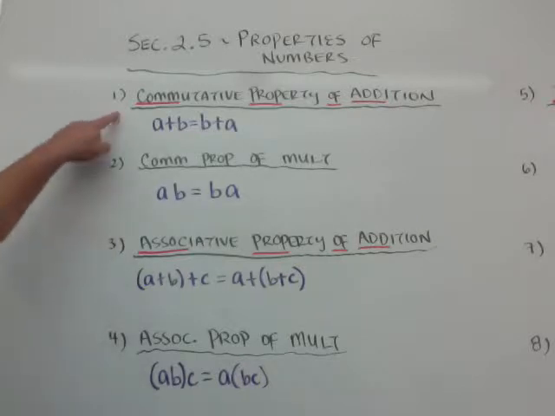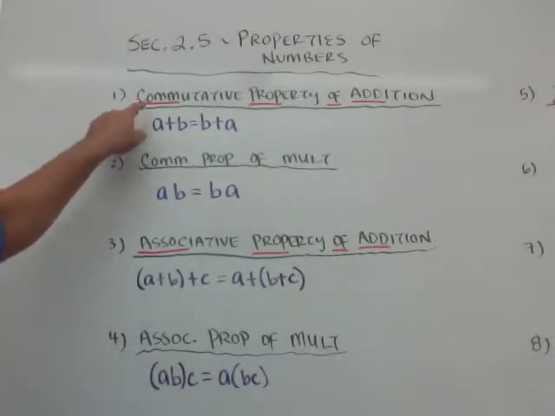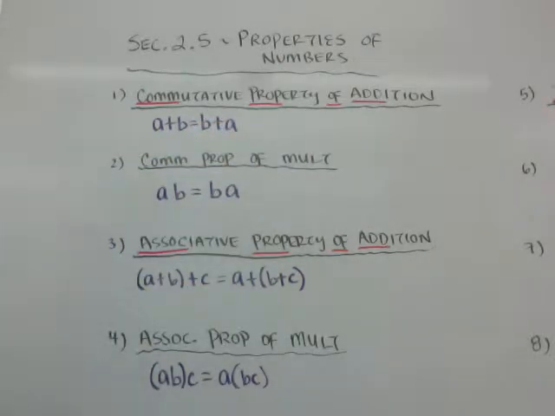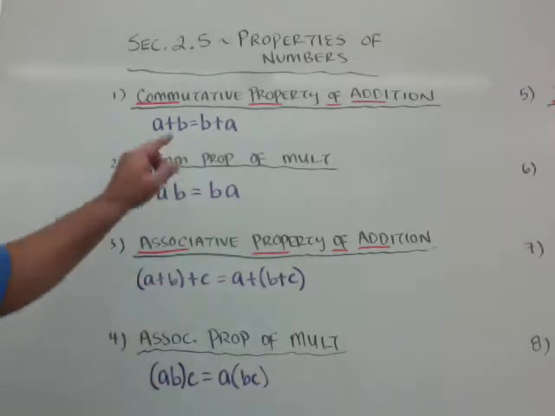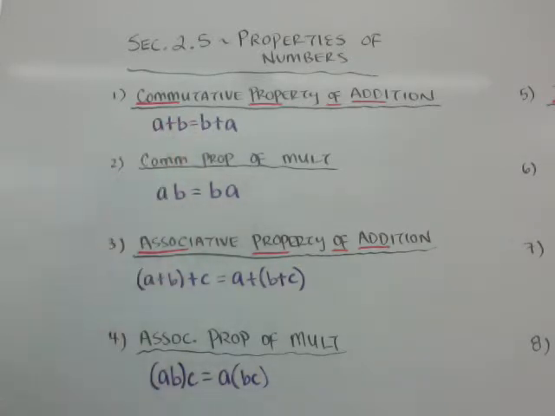So the first one is the commutative property of addition. If you want to abbreviate, I underlined it in red, you can put com prop of add. What that is saying is a plus b equals b plus a. So you can just move them, you can commute, like commuting to school or moving.